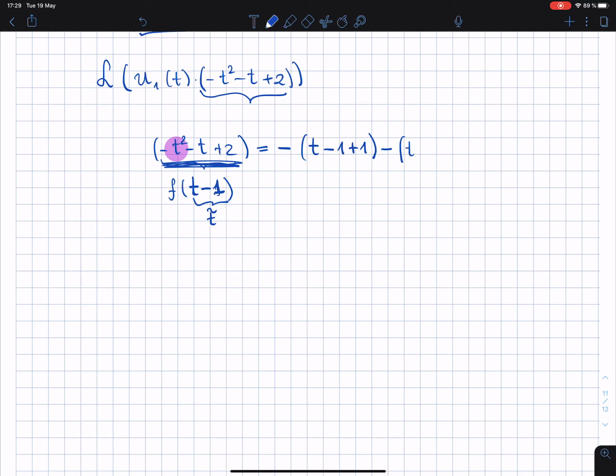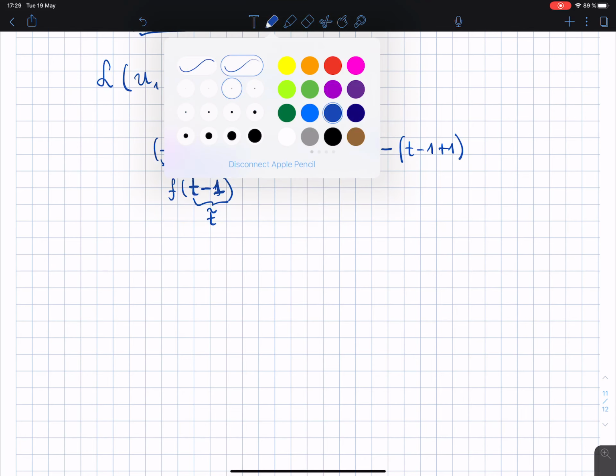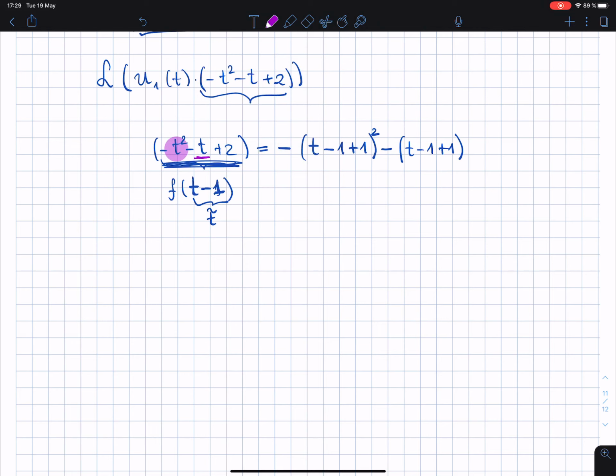I will change it to t squared. Then next t minus 1 plus 1. And then I have also replaced this t by t minus 1 plus 1. And I will continue with the plus 2. Now, what's the purpose of this? I will try to keep this t minus 1 together. So I will do all the algebraic calculations, but always keeping the t minus 1 together.